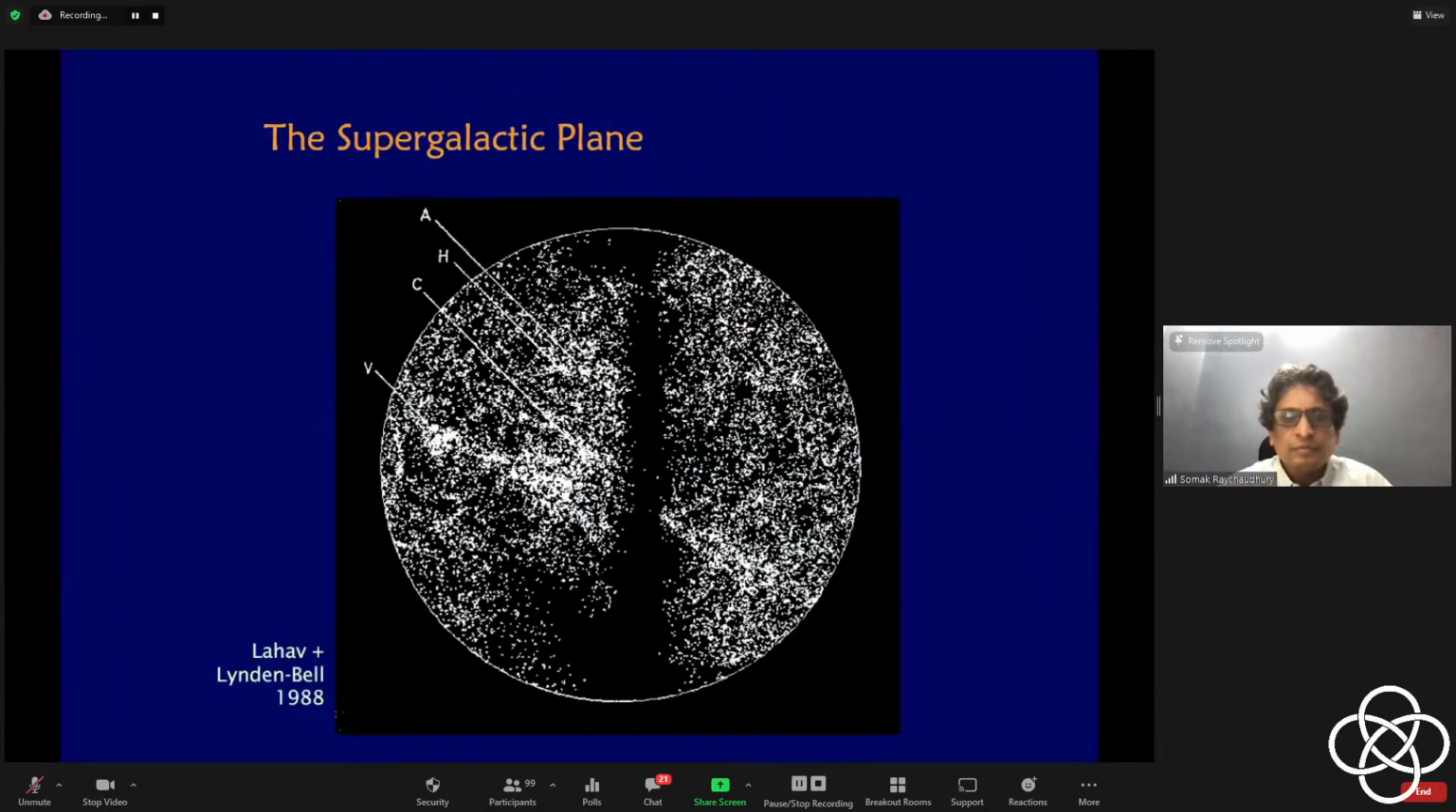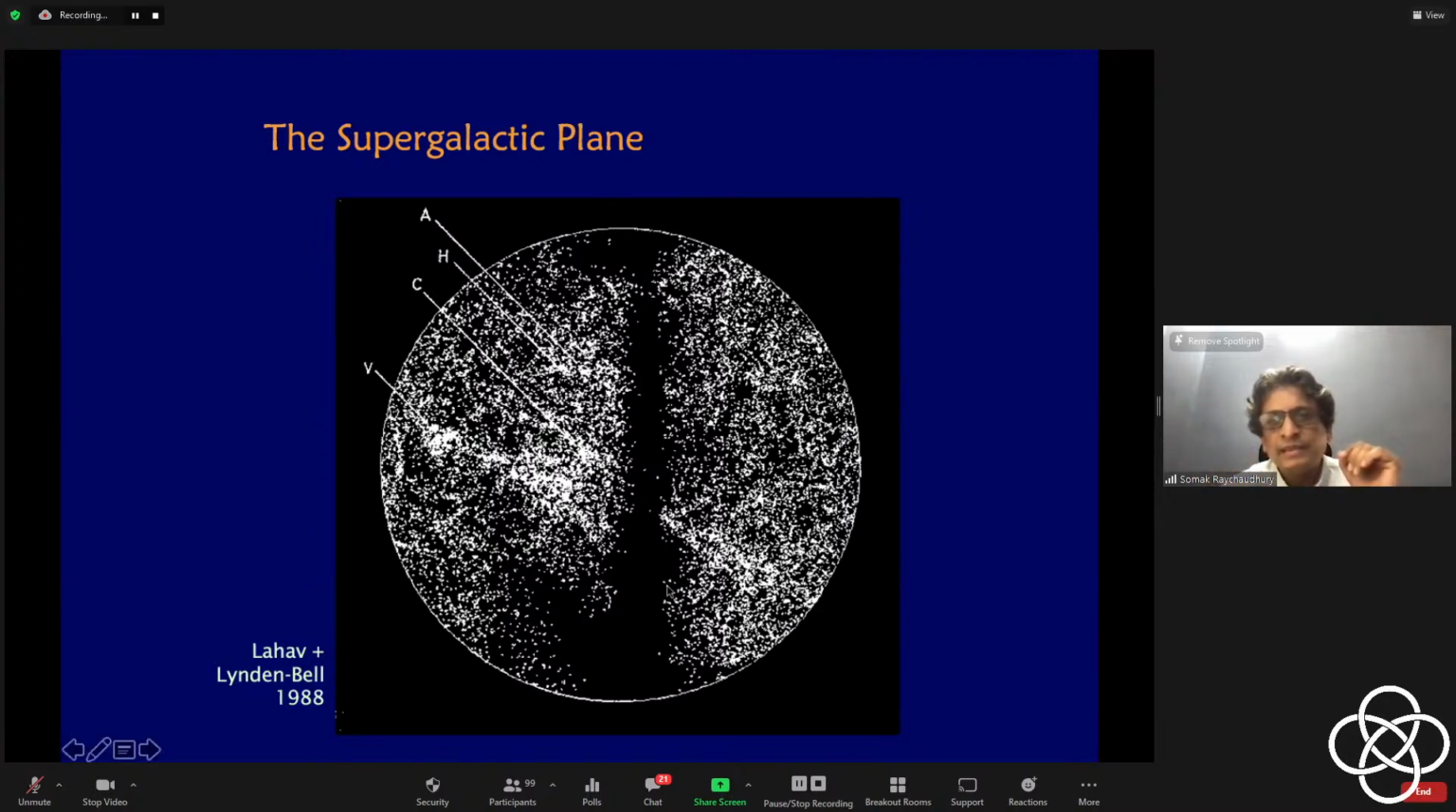This is a good example. So here is, I didn't talk about this. This is a very interesting plot made of the nearest 10,000 galaxies to the Milky Way. And this is just a projection on the entire sky. The whole sky is projected in this circle.